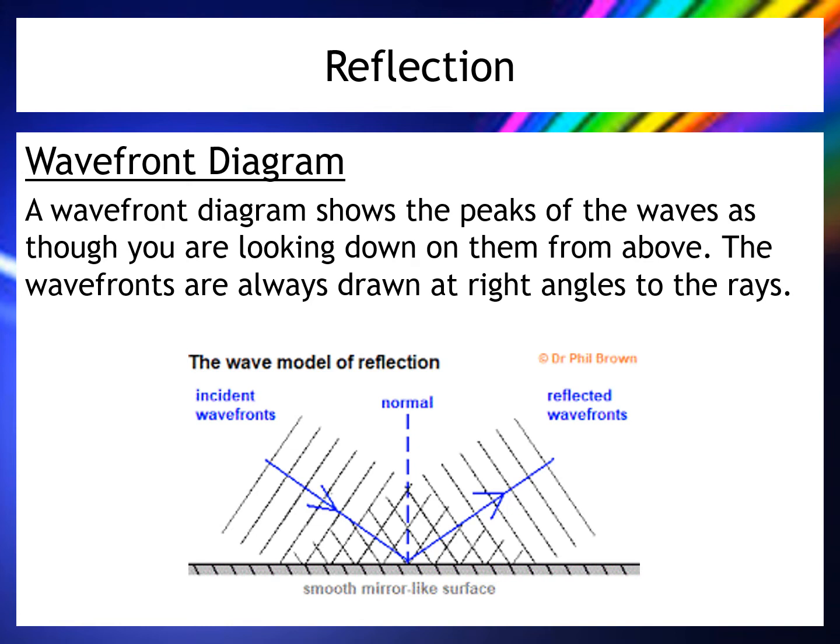A wavefront diagram shows the peaks of the waves. So it's as though you're up above the wave looking down and seeing the peaks of the wave as they pass you by. So if you imagine that you're flying over the sea in a helicopter and you can see the peaks of the waves travelling towards the shore, that's what a wavefront diagram is trying to show. So when we have a wavefront diagram, it looks a bit like the one here.